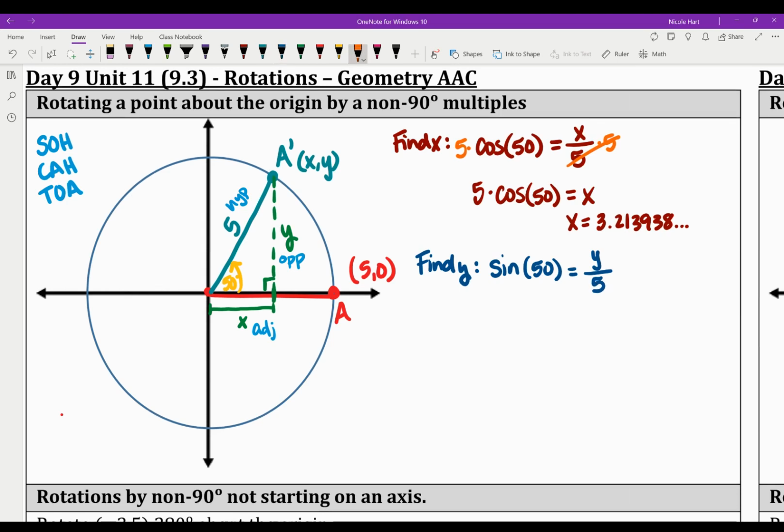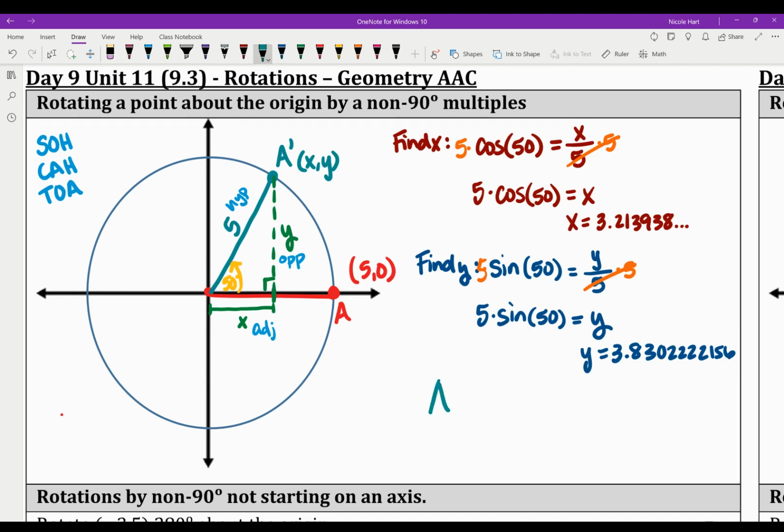We can do the same step mathematically, multiplying by 5 on both sides. On the right-hand side, those will cancel out. So on the left-hand side, we have 5 times sine of 50 equals y. And so in my calculator, 5 times sine of 50 gives me back 3.83022222156. So now that I know my x and y value, I want to give myself the final correct answer.